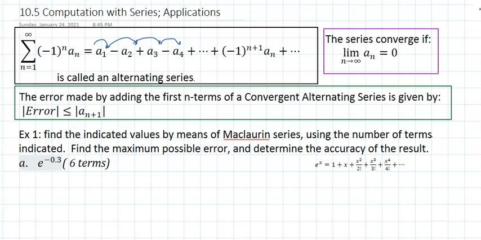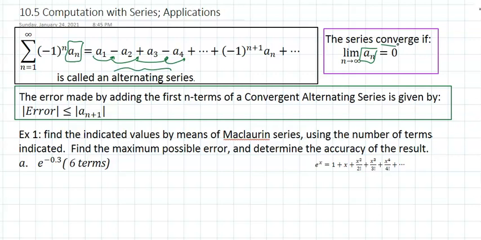10.5 is a section that talks about computation with series and applications. So we look at an alternating series. An alternating series is a series that switches signs from one term to the next. That's always the case. We haven't played with those yet. And what you need to know about this series, unlike the other series, is that if you take the limit as n approaches infinity of a sub n and you get it to be 0, that series converges.